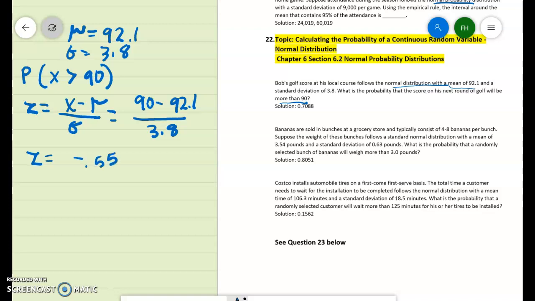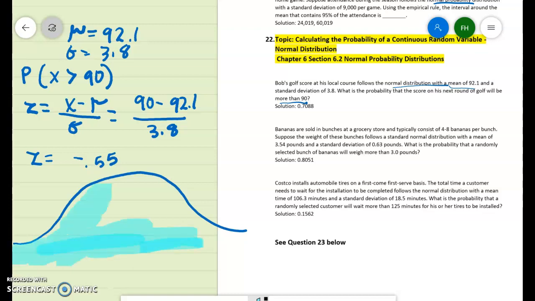So let's look at the normal distribution. We know the curve, the whole area under this curve is 1. This is important to understand, that everything up under here will add up to 1.